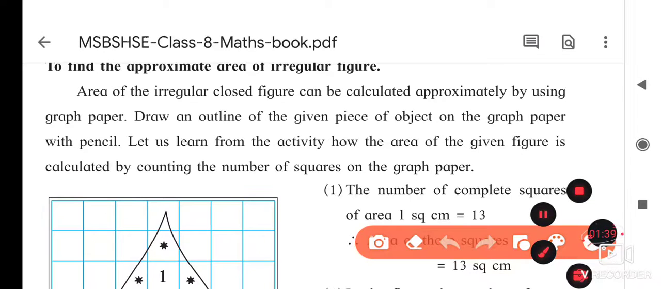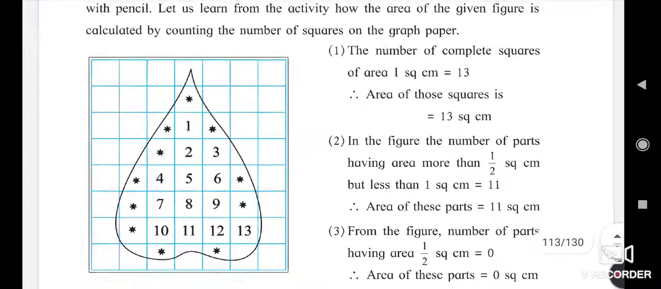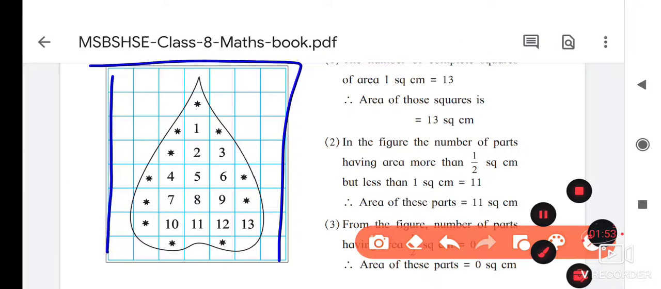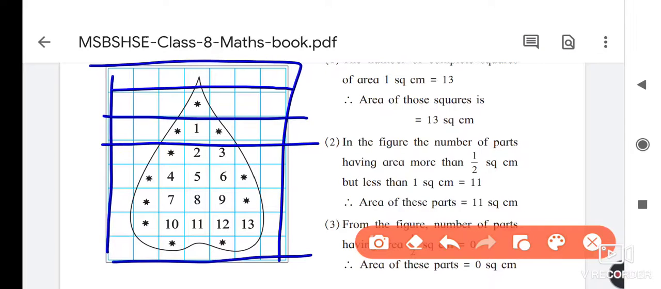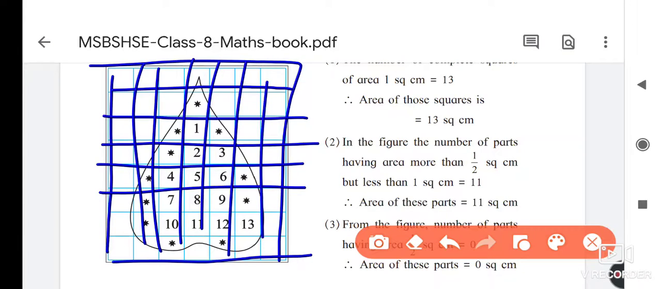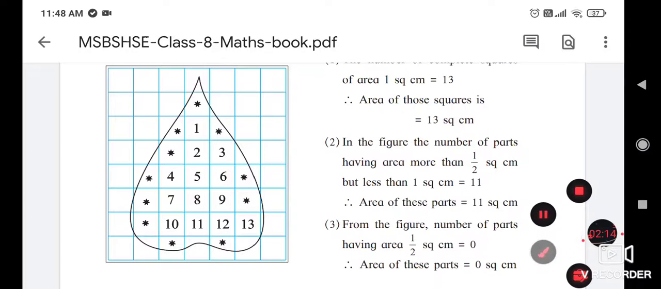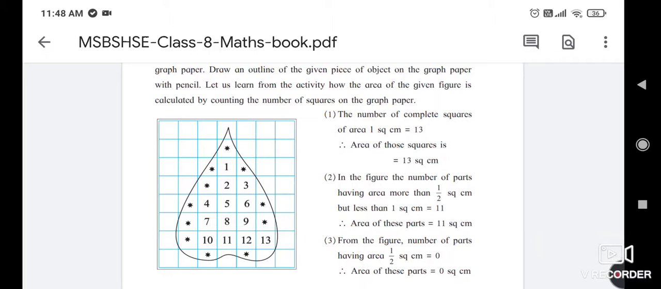So here the area of an irregular closed figure can be calculated approximately by using graph paper. If you see in the picture, you will notice that here it is the graph paper, and all of you know how the graph paper's arrangement is. In graph paper, some 1 centimeter horizontal and some 1 centimeter vertical lines are there. So horizontal lines and vertical lines make a square of 1 cm. Now by using that measure, how to find out the area of an irregular shape, that we will study now.